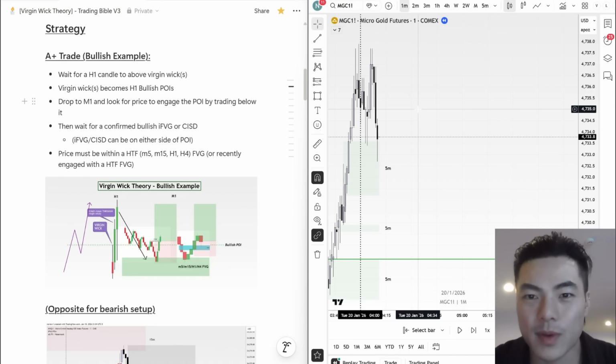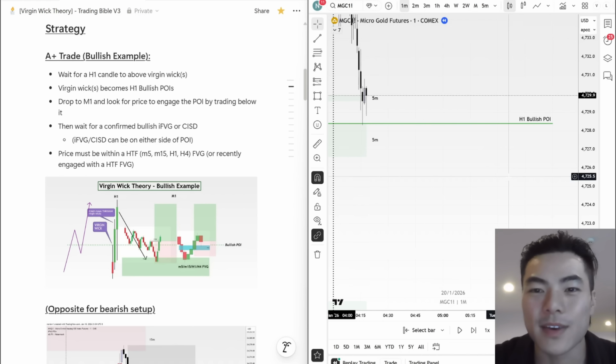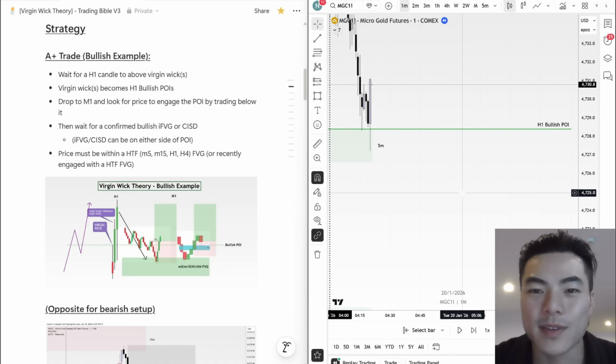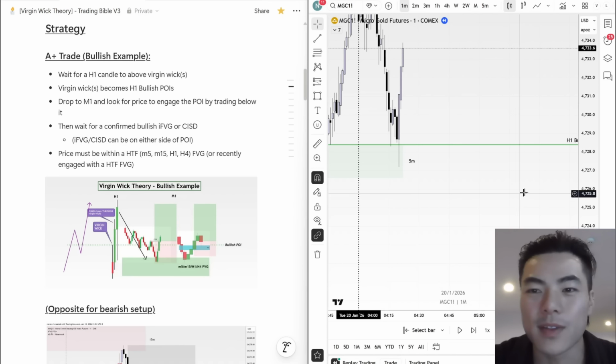Okay, price has traded into the point of interest, as the Bible says. Then wait for a confirmed bullish IFVG or CISD. Okay, let's see. There's a CISD.